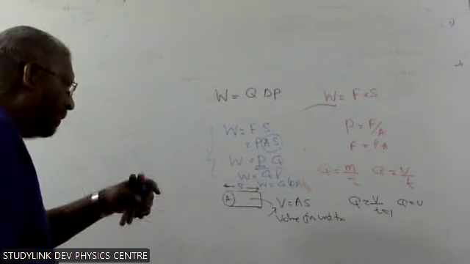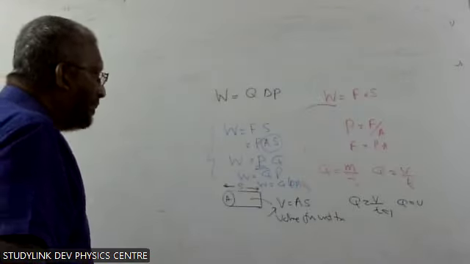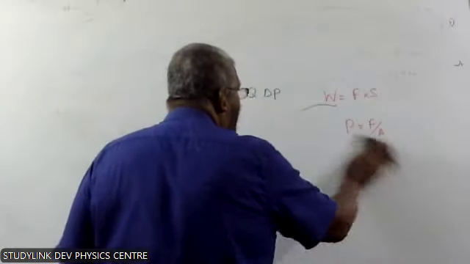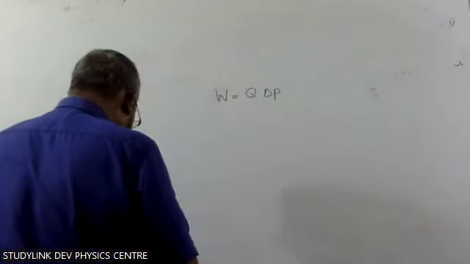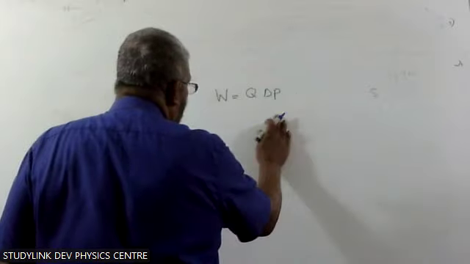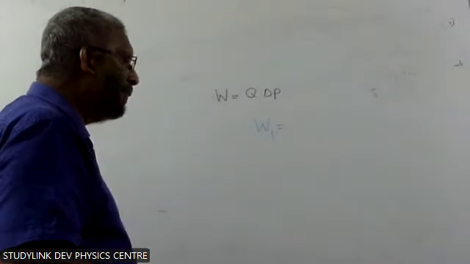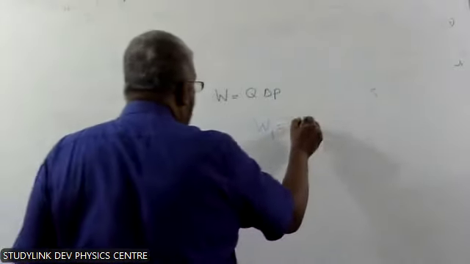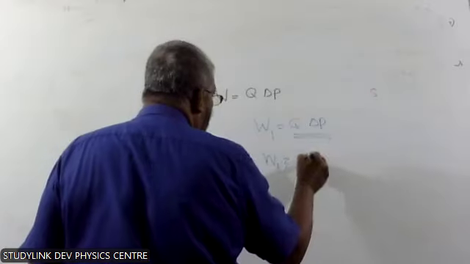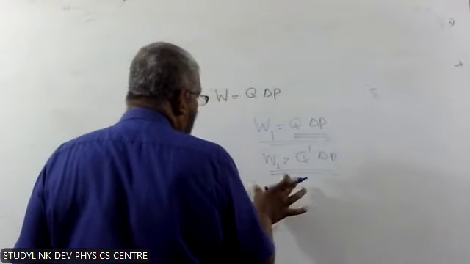In these situations, they might ask, what is the work done at the initial stage? At the initial stage, Q is equal to the first situation. Then the work done is W1, the first situation, we'll say before pumping. Then Q is there, delta P is there, and you get the answer. W2, again, new Q, Q dash, delta P. Like that, different. Then they might ask, what is the work done by the heart?